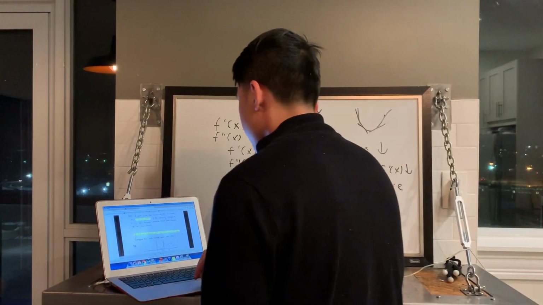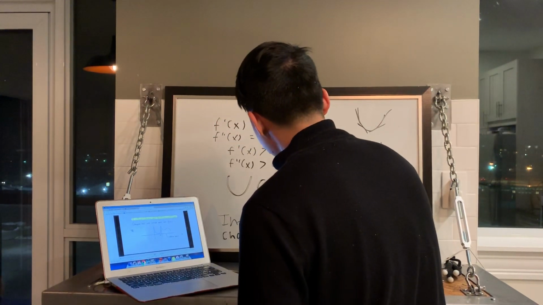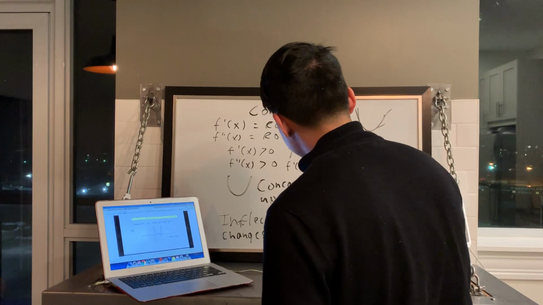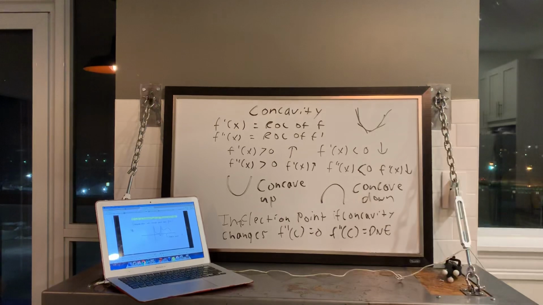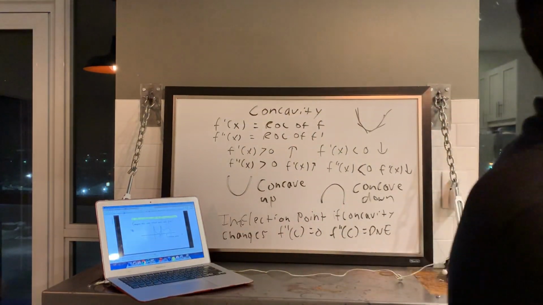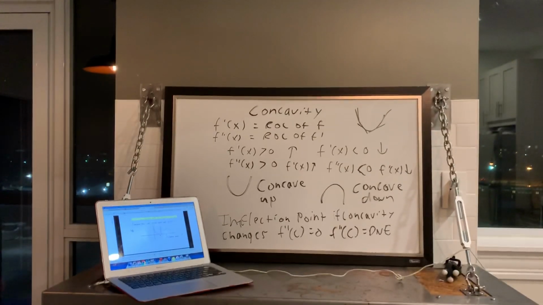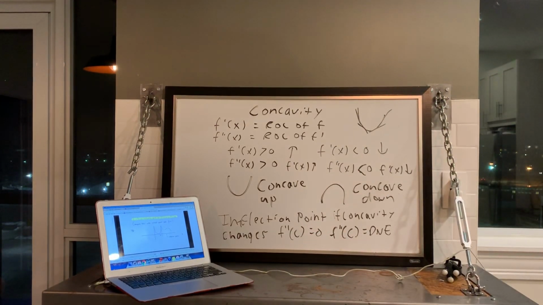So if f double prime of c equals 0, or f double prime of c does not exist, that's a potential for an inflection point. Seems really similar, because for critical points, right, it's f prime of c equals 0 for the first derivative, or f prime of c does not exist. That would be critical points. Now we're talking about the second derivative. So if f double prime of c is 0, or f double prime of c does not exist, we call it an inflection point. Okay?